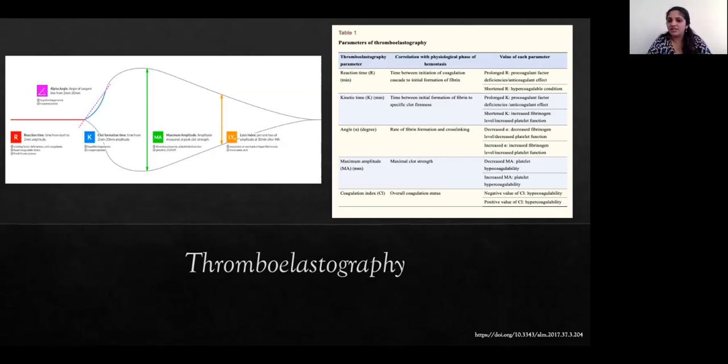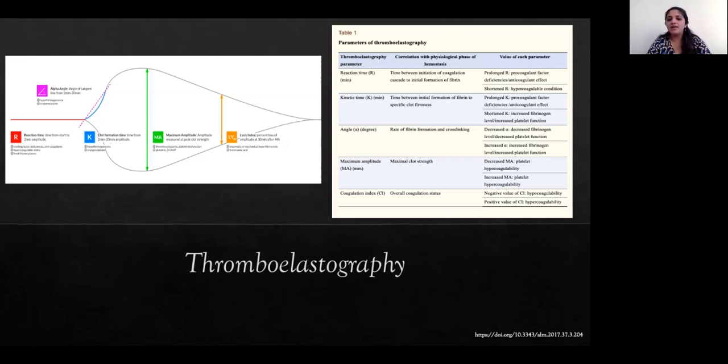So reaction time, or R, is measured in minutes, and it is, just like I said, the coagulation cascade until initial formation of fibrin. The K time is the time between formation of fibrin to actually maximal clot firmness. The angle is the rate at which this firm, nice clot forms, and the cross-linking between all the fibrin and different factors. And then the maximum amplitude tells you how strong the clot is, or the maximum clot strength.